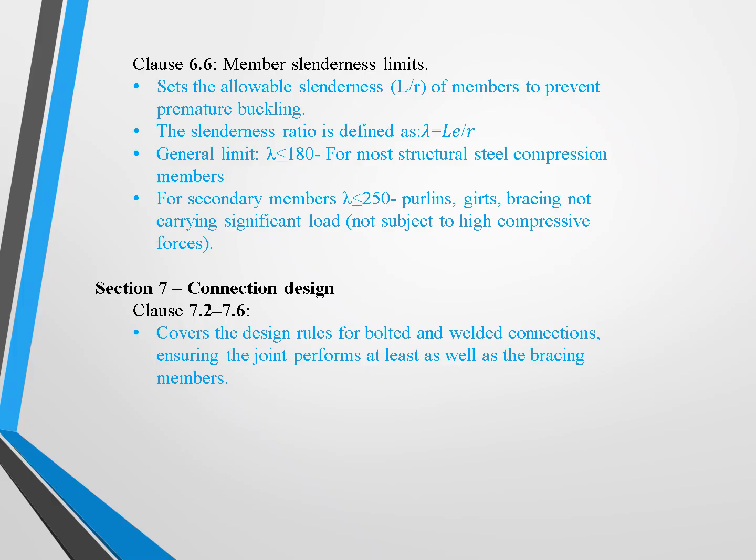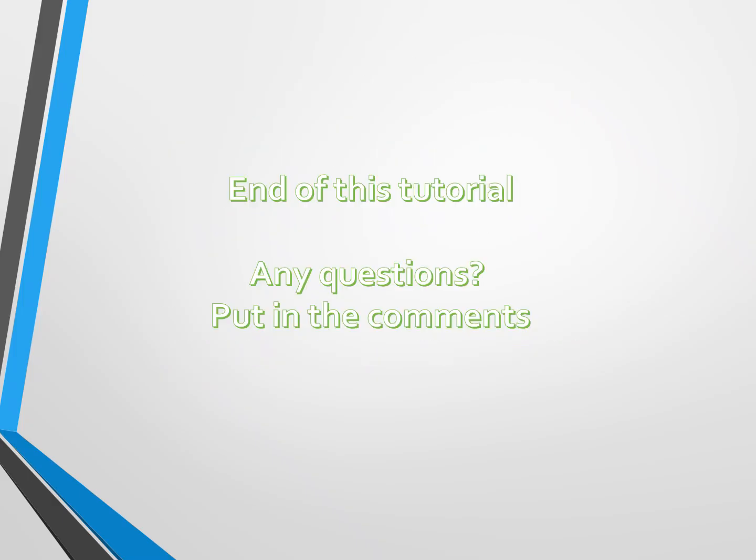And Section 7 for the connection design, clauses 7.2 to 7.6, covers the design rules for bolted and welded connections, ensuring the joint performs at least as well as the bracing members.